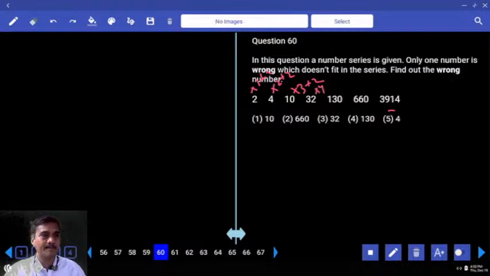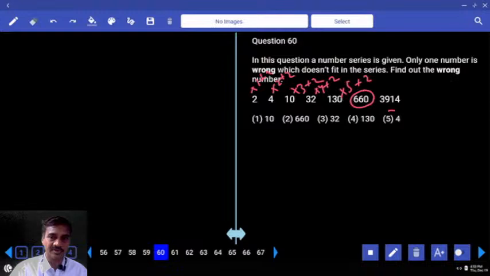32 into 4, 128. Plus 2 is 130. 130 into 5, 650. Plus 2 must be 652. Then what is the wrong number? 660 is the wrong number. Into 1 plus 2, into 2 plus 2, into 3 plus 2, into 4 plus 2. Now 660, that is given in choice 2.